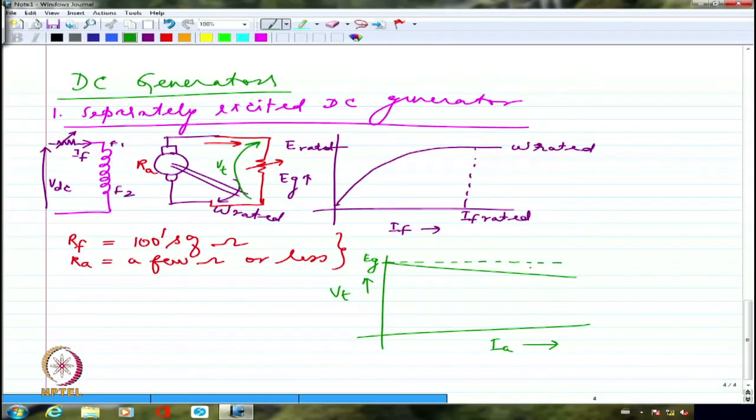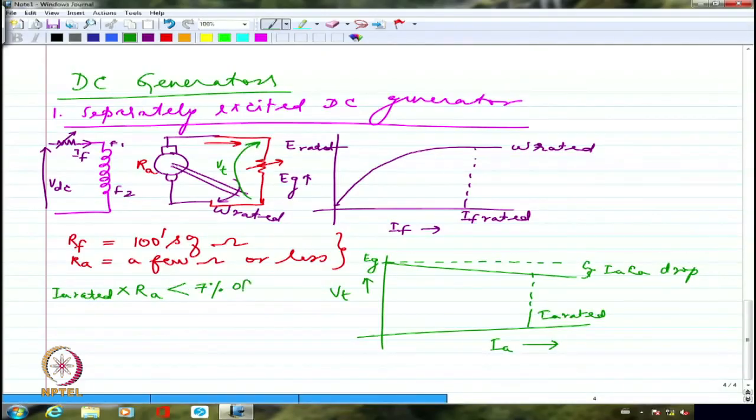So this is, actually, if I say this is the rated current, so this is IA rated. I'm going to have this drop, what I am getting as IARA drop. So IA rated multiplied by RA is going to be less than, most of the times, about 7 to 8% of EG rated. So RA is generally really, really small. That's what I'm trying to emphasize, right?